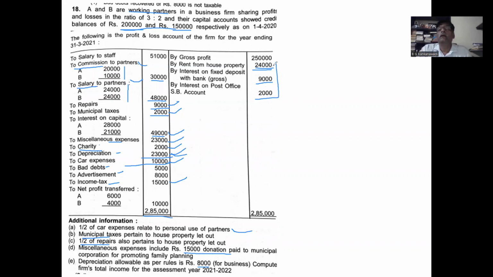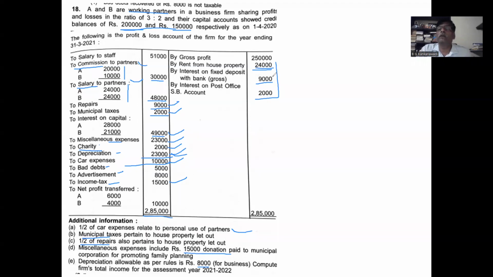That is 30% of annual value. 22,000 into 30%, I think 6,600, deduct. Whatever balance comes, that balance is income from house property. First head, you calculate income from business. Second head, you calculate income from house property.